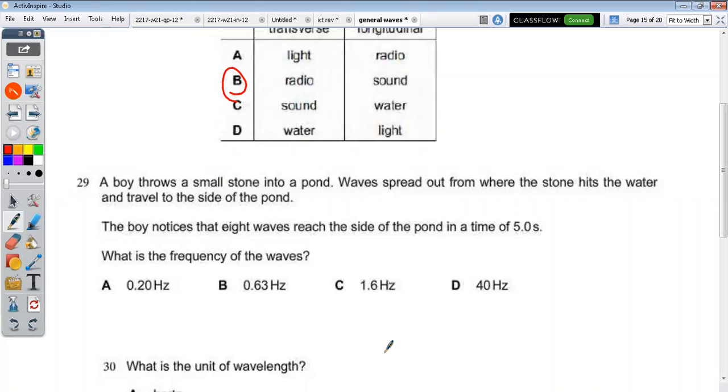C. Correct. Because it's the number of complete waves. How many waves? 8 waves. In how many seconds does he notice that? 5. So you get 1.6. Yes, number of complete waves per second.